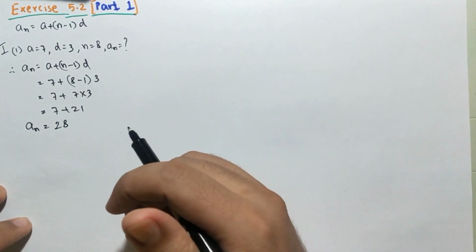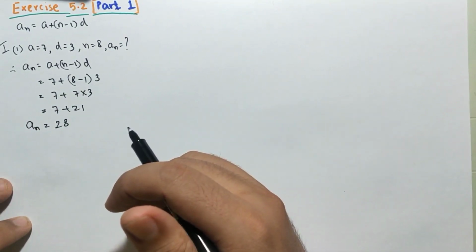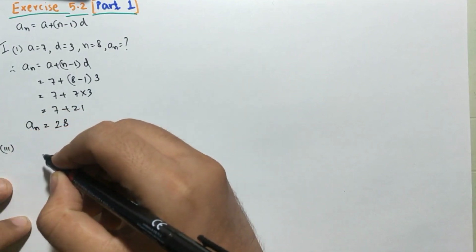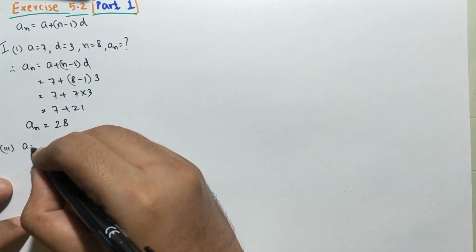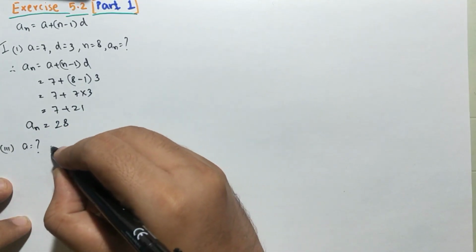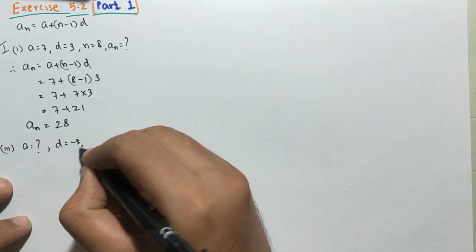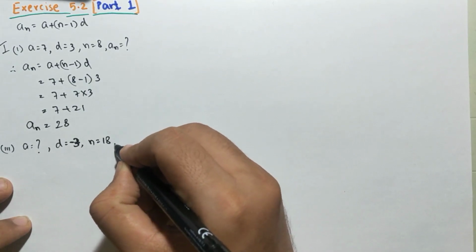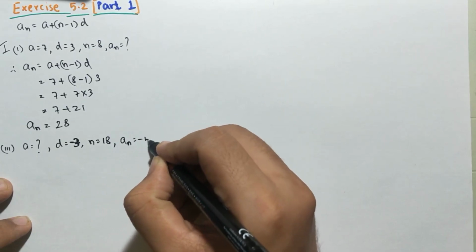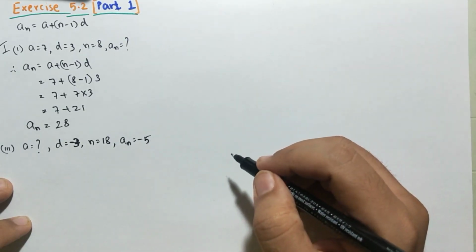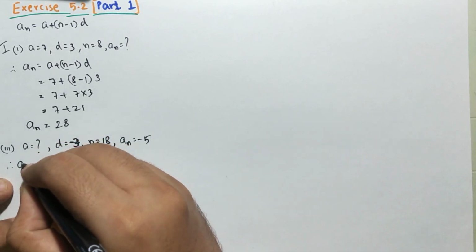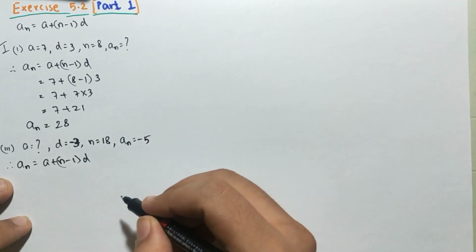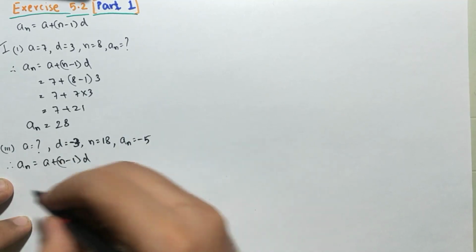Now I'm doing third one. Then I'll do fourth one. Third question is A is not given, so you have to find A. D is given minus 3. N is given 18 and nth term is given minus 5. So using the above formula, we have An equals to A plus n minus 1 D. The value of the nth term is minus 5.